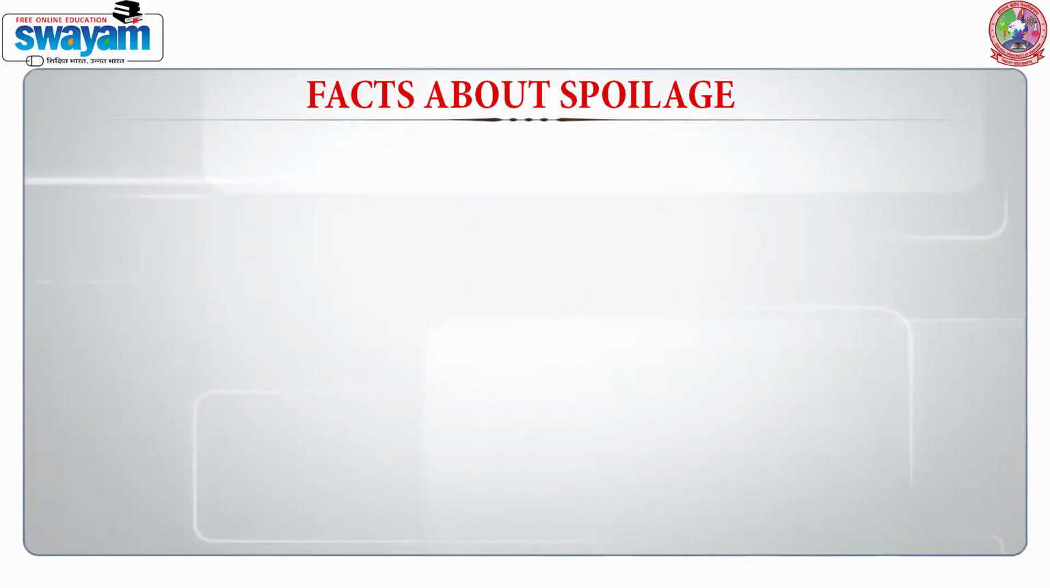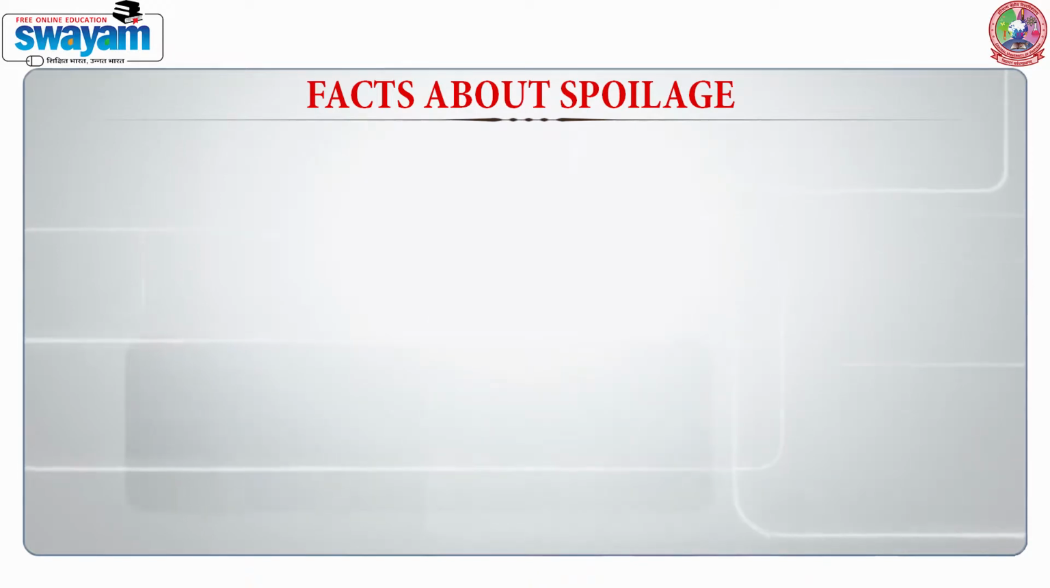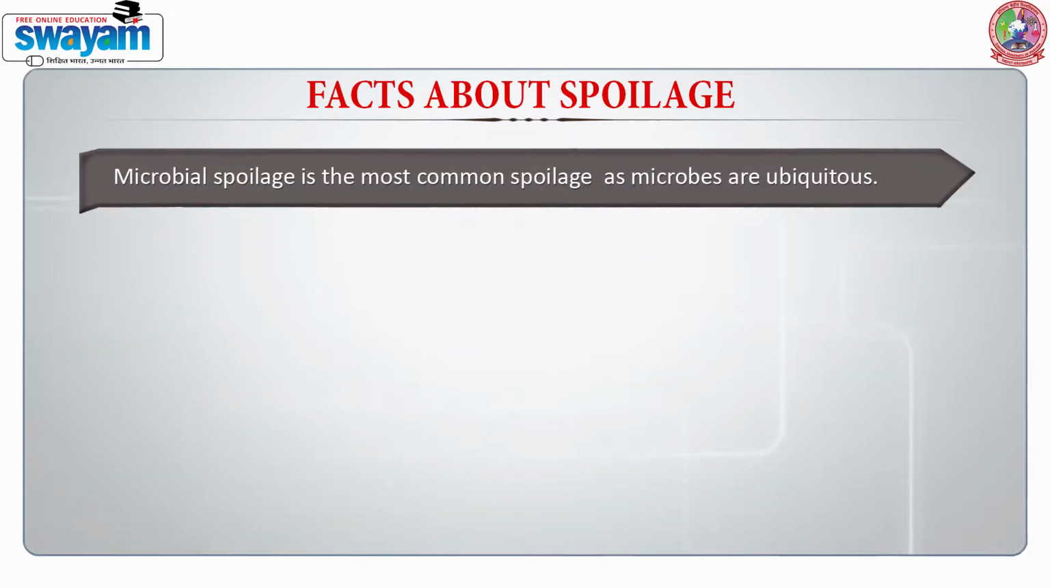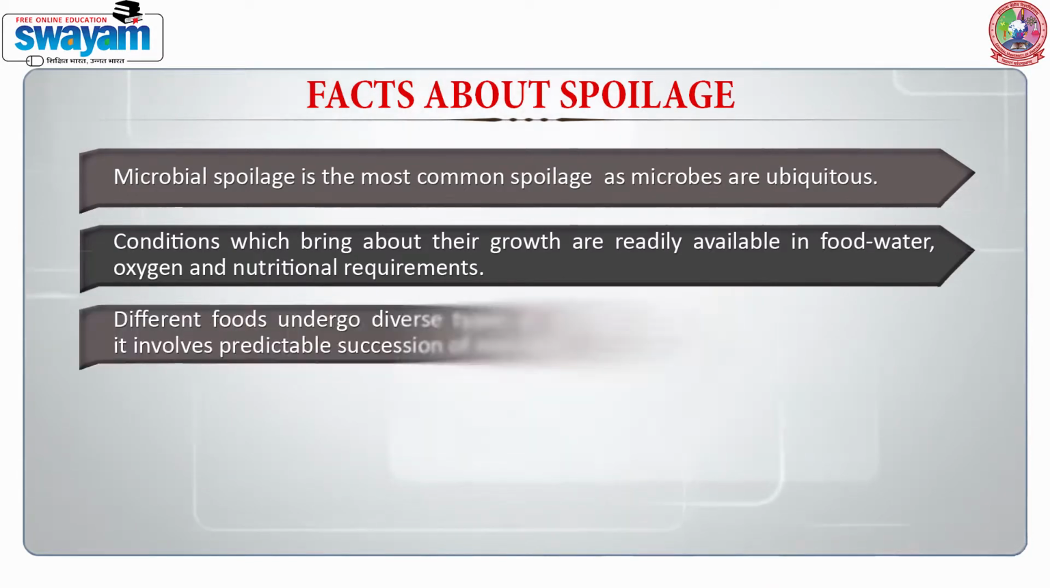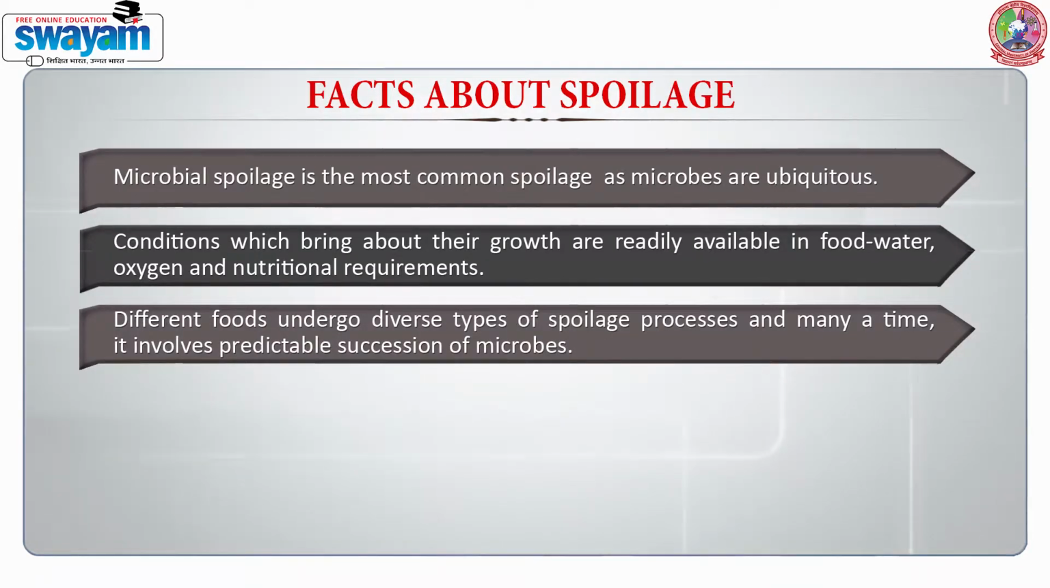There are certain facts about spoilage as a process. The first thing is that microbial spoilage is the most common form of spoilage. Why? Because these microorganisms are ubiquitous, they are present virtually everywhere. Then the conditions which bring about their growth are available in food, be it water, oxygen and other nutrients.